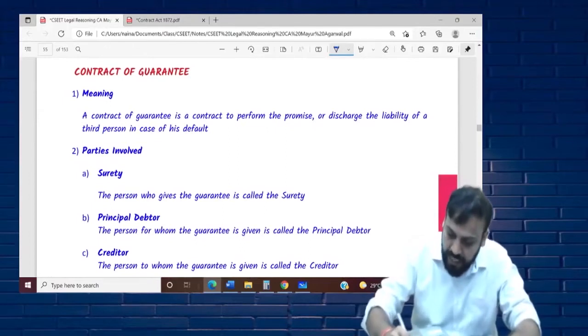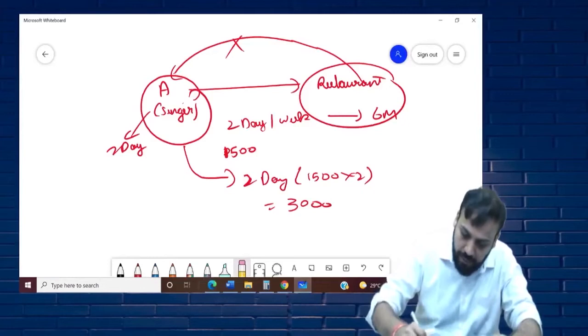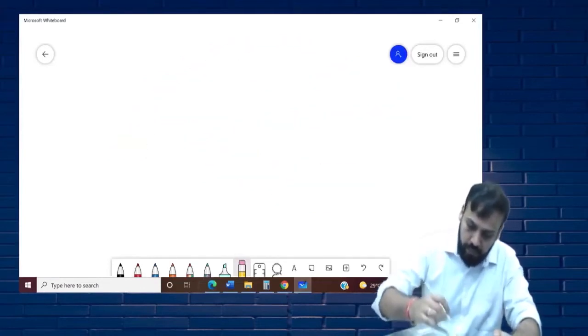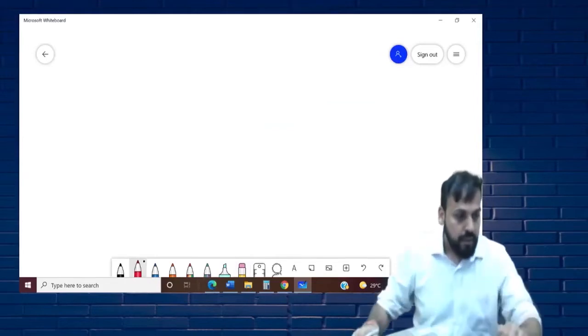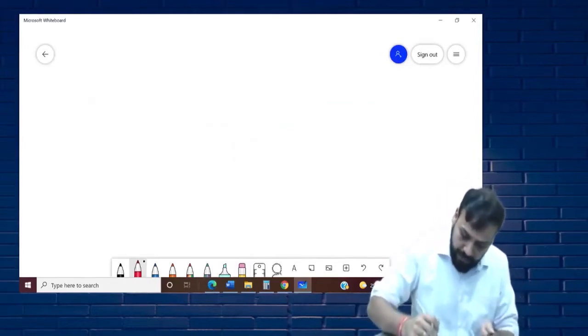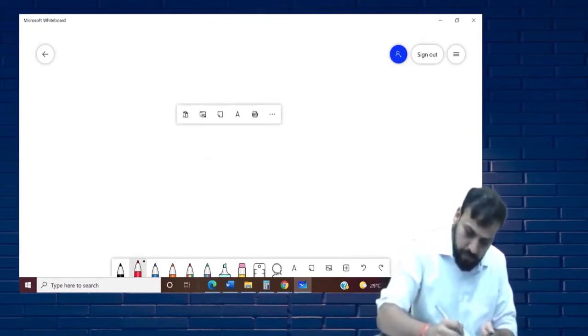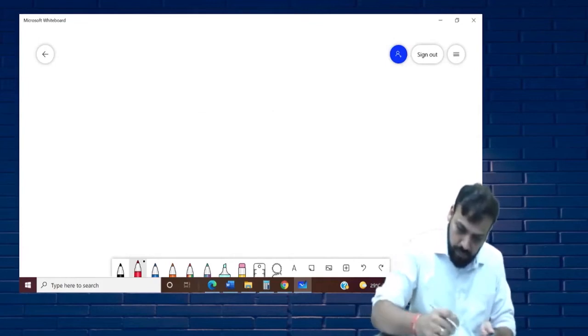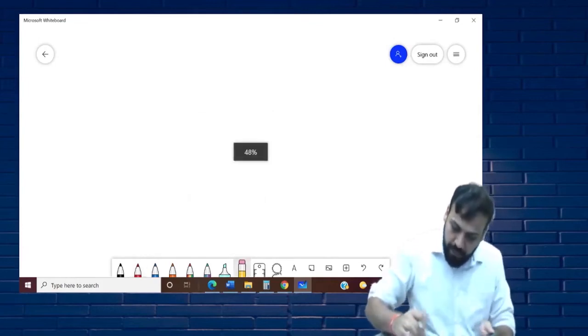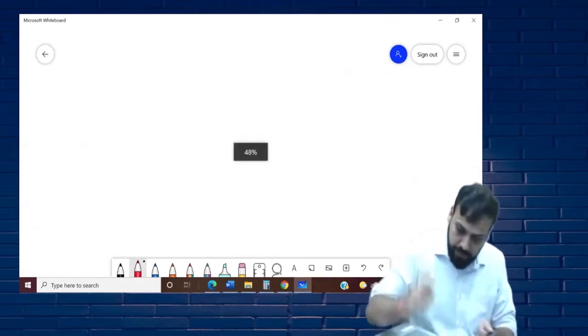In guarantee, there are three parties. What are the three parties? I'll tell you. Suppose, for example, A, Amitabh Bachchan. I'll give you a brief idea about what is indemnity, guarantee and agency.